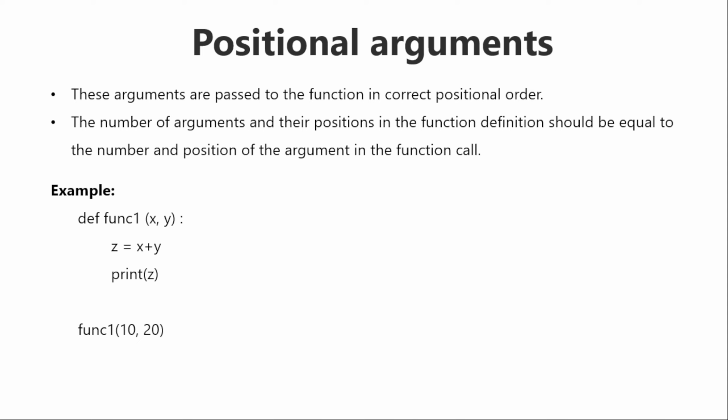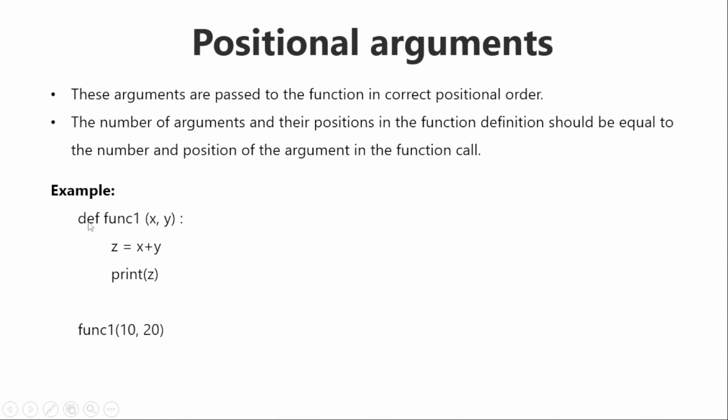Positional arguments. The arguments are passed to the function in correct position order. The number of arguments and their position in the function definition should be equal to the number and position of the arguments in the function call. So the arguments, when we are calling through a function call, should be passed to the function in the correct position order. The position and order should be maintained before calling.